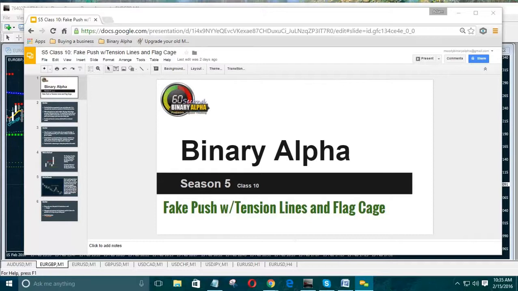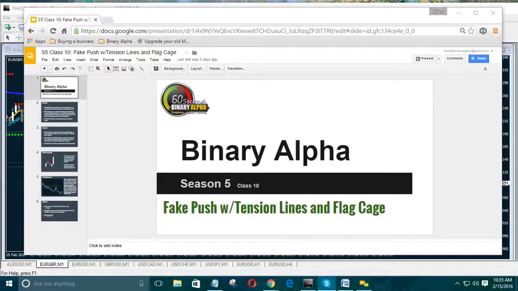Everyone just had the opportunity to watch a class about fake push with tension lines and our flag cage, which we draw. And now we're going to take some questions specifically on the fake push with tension lines and flag cage. So let's jump right in. Amir has a first question here for us.